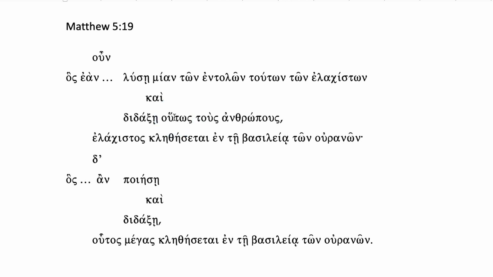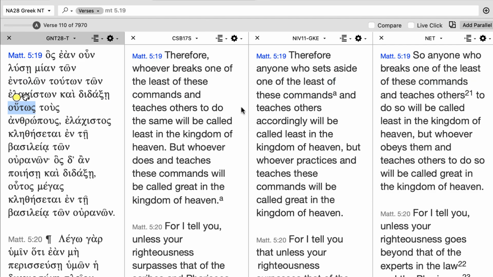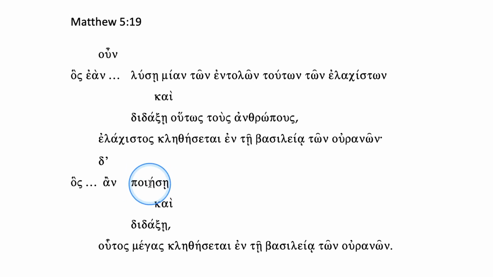So you can't do that in English. You can't drop off this many words in English, but in Greek it's perfectly acceptable. Here's the CSB, and they say, "But whoever does and teaches these commandments," so they're bringing that forward from the first half of the sentence, totally legitimate translation. NIV, "whoever practices and teaches these commandments," again, great. The NET Bible, "whoever obeys them and teaches others to do so." So all totally acceptable ways to translate the passage, but you simply can't leave these two verbs without something following it.